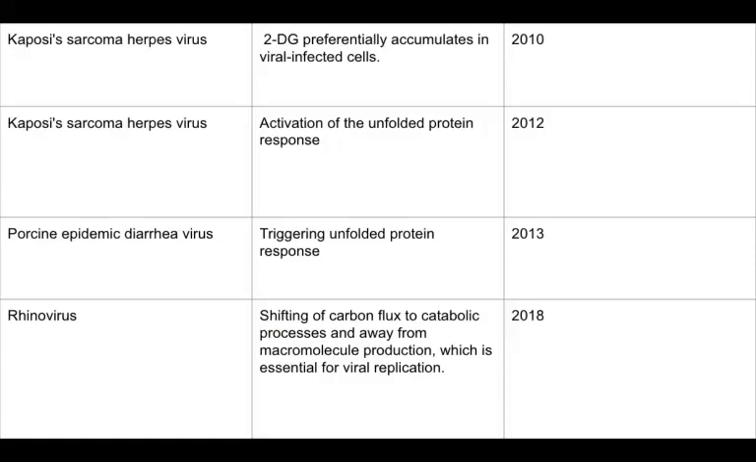truncated proteins which are dysfunctional, in the instance with rhinovirus, which was recently observed, we can see that it shifts the carbon flux to a catabolic process, away from production of important nucleotides and macromolecules, which are essential for viral replication. So here are several instances to show that 2DG has potentially a lot of antiviral properties.